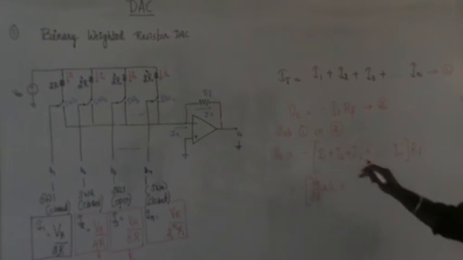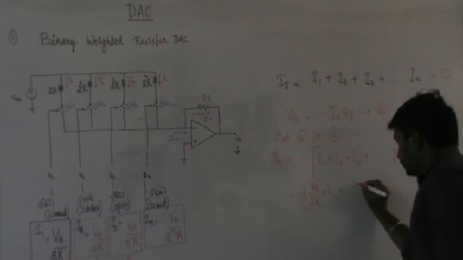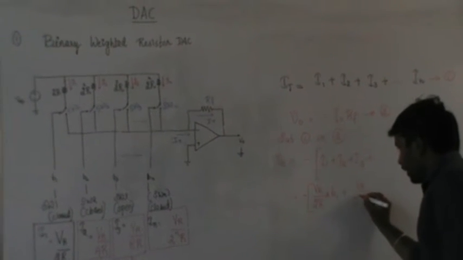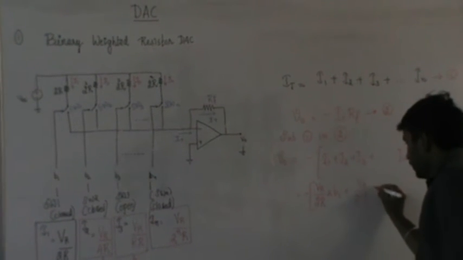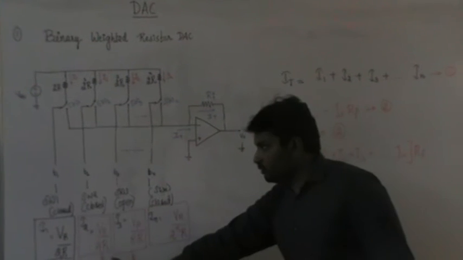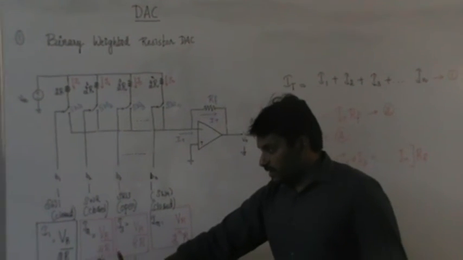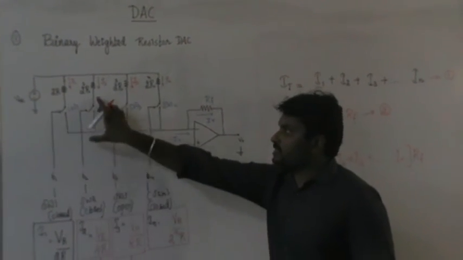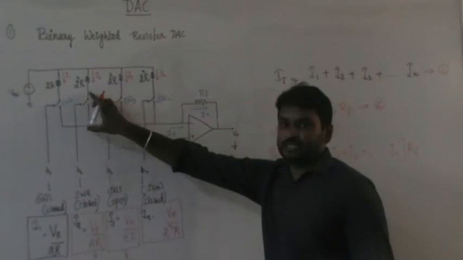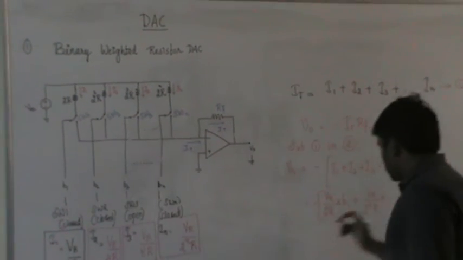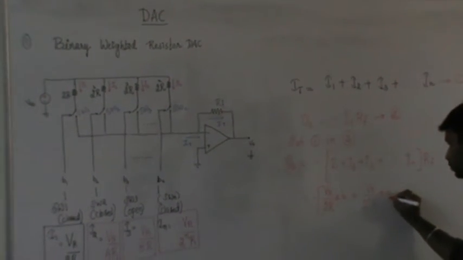Next, what is the I2 equation I have written here? VR divided by 2 square into R. This term I have got because of B2, right? The current will come into picture only if the switch is closed. So therefore I have to multiply with B2.